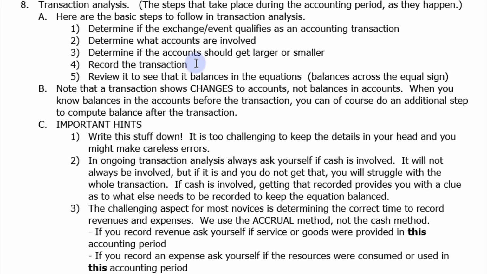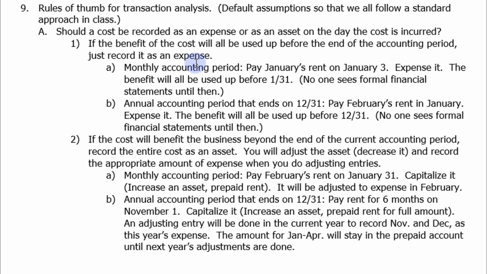Finally, you should always make sure that you're using the rules of thumb that you've seen in the course notes. You'll find these rules of thumb at the end of the Cairo example. Here are the rules of thumb. These are rules of thumb for how we record original transactions. They're basically just default assumptions that we are going to use so that we're all following a standard approach and can get the same answers.